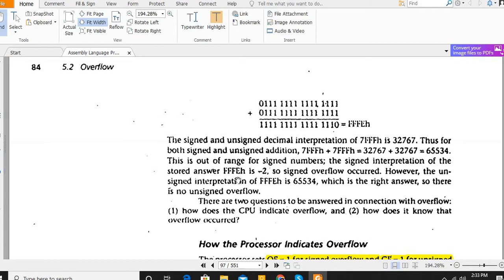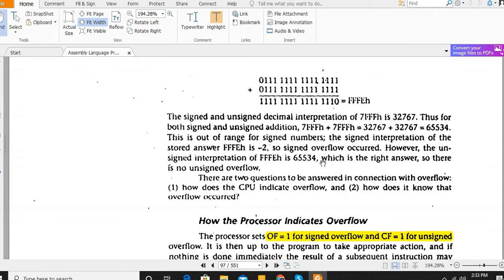But in unsigned overflow, here I am actually giving two positive numbers, but when you see the output it is -2, which is a sign change. That means the signed overflow has already occurred. You see, in this scenario the situation is different. Here no unsigned overflow occurred, but signed overflow occurred.